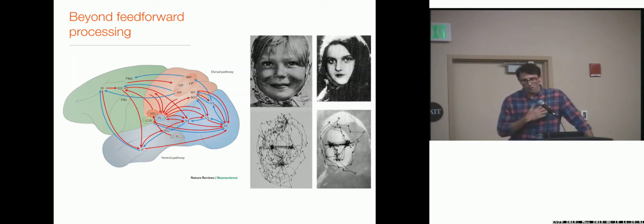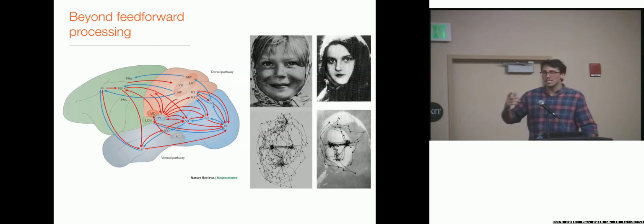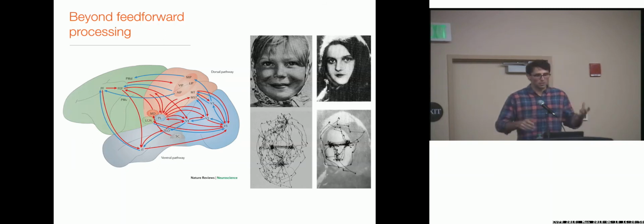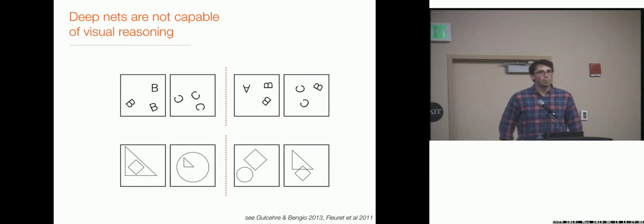There's a far greater proportion of feedback connections in cortex than there are feed-forward connections. And those must be there for a good reason, hopefully. One of those reasons can be to allow us to attend to different parts of an image to potentially increase efficiency of processing. And another reason could be to help us in tasks that require visual reasoning.